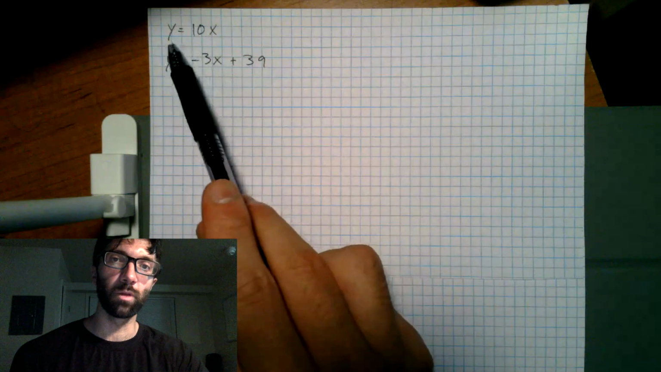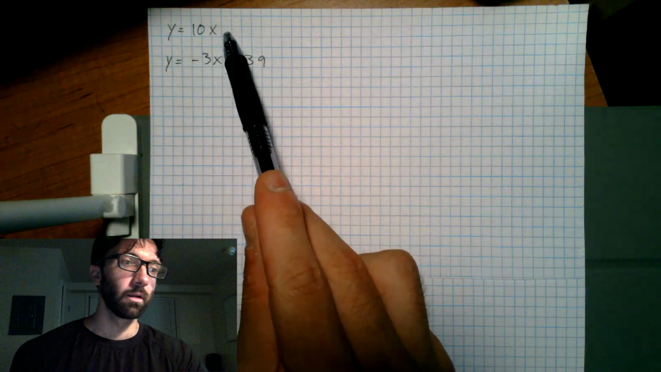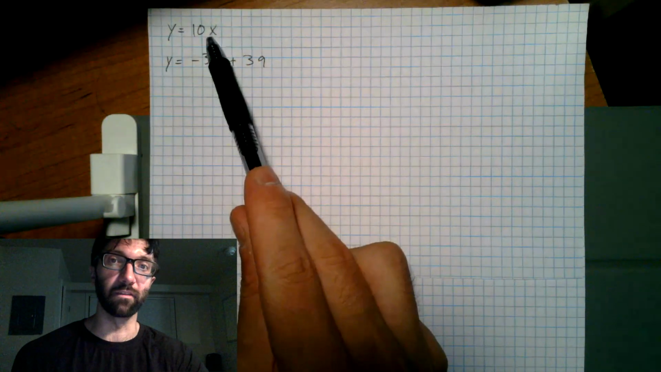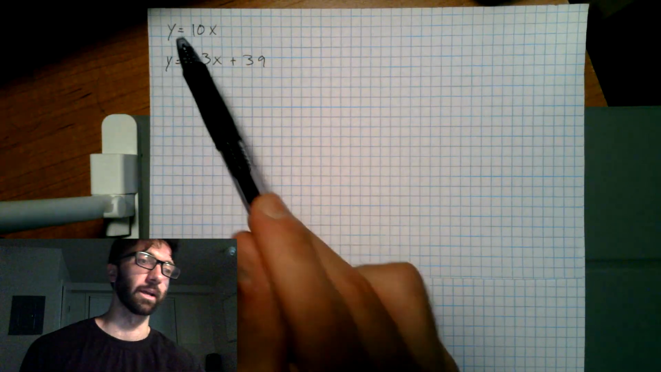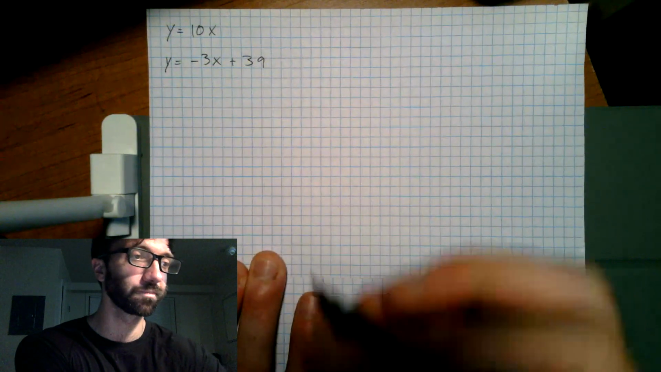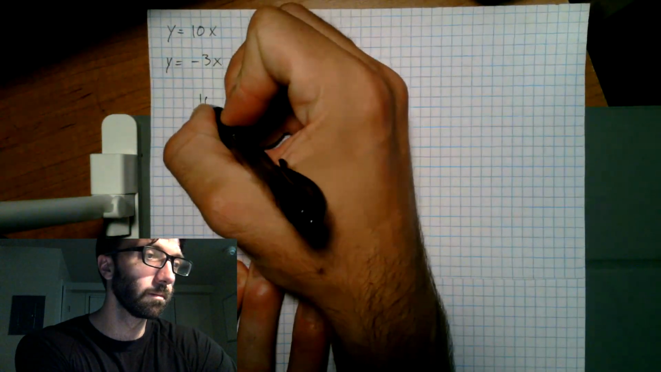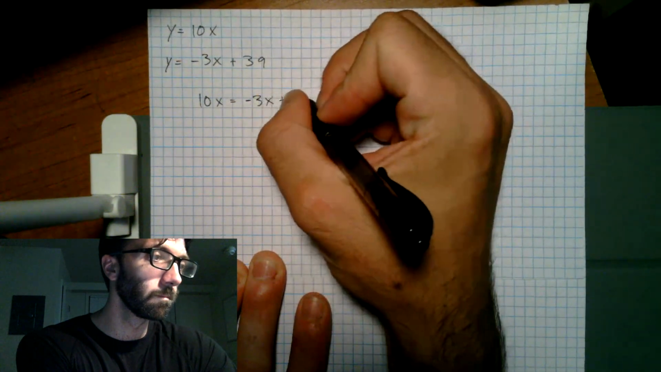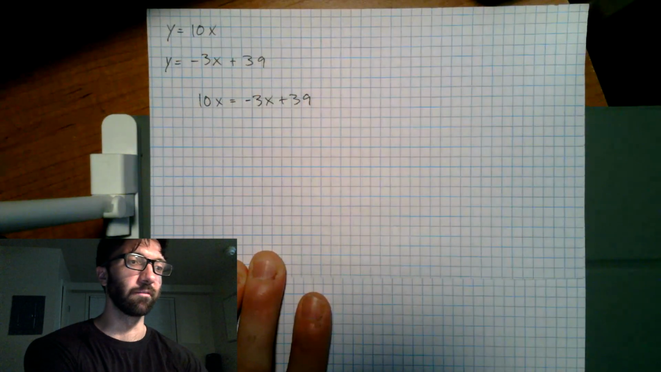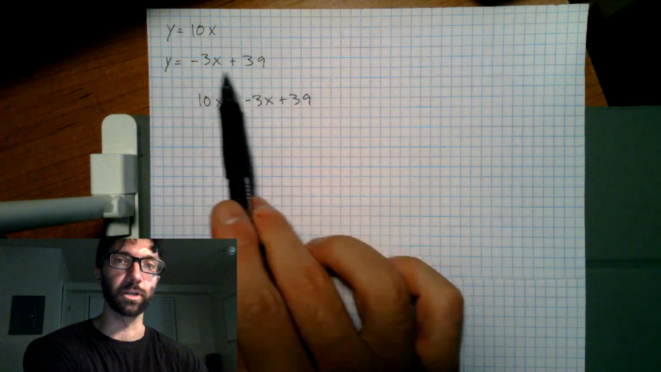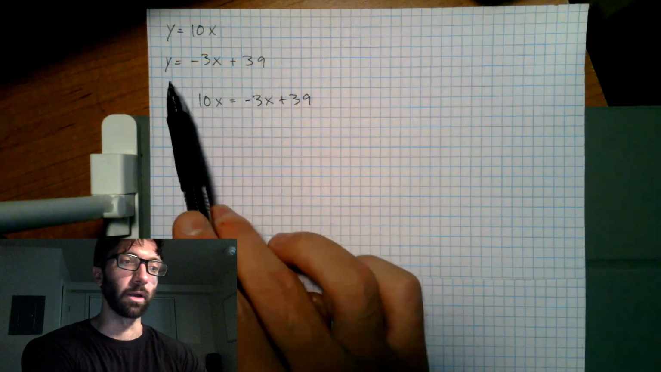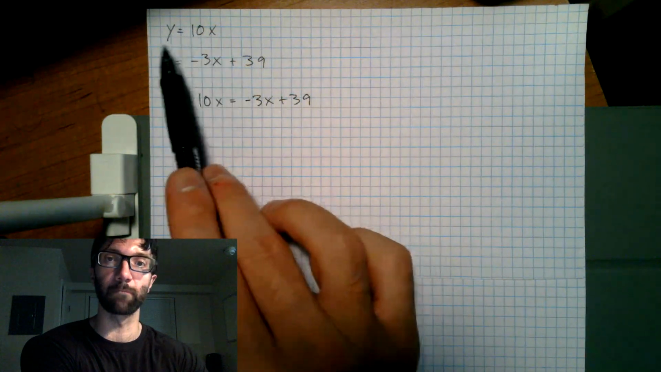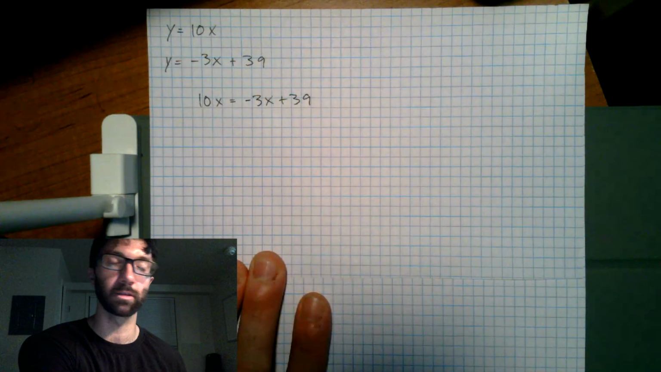So since I know that y equals 10x, then if I see a y here, I can substitute 10x in for y. I can replace the y with the 10x. Okay, so I'm going to go ahead and do that. Okay, so as you can see, I've basically just rewritten this equation here, but instead of writing y here, I wrote 10x because I know y and 10x are the same thing, right? So that's what the substitution is.